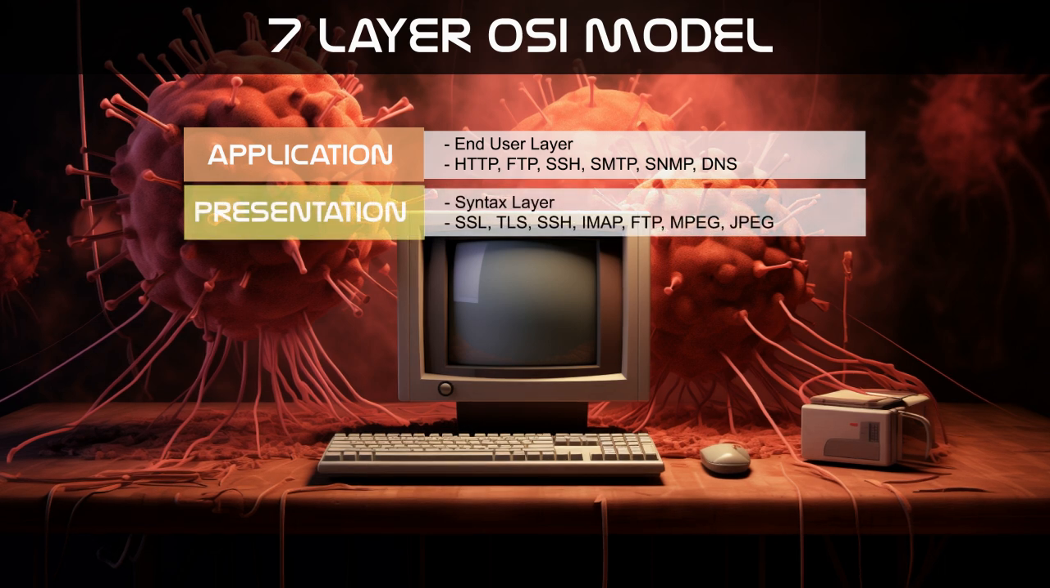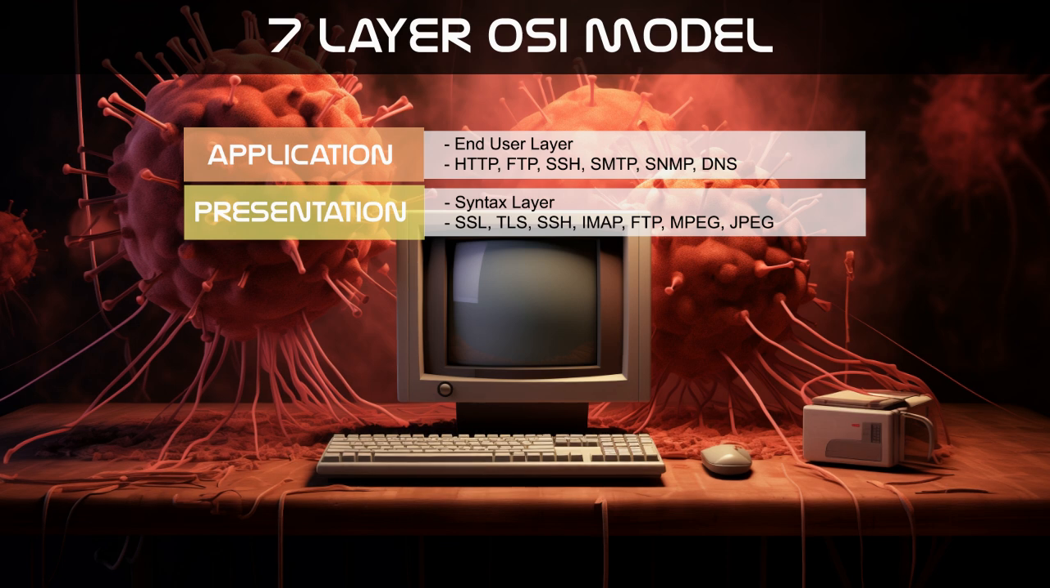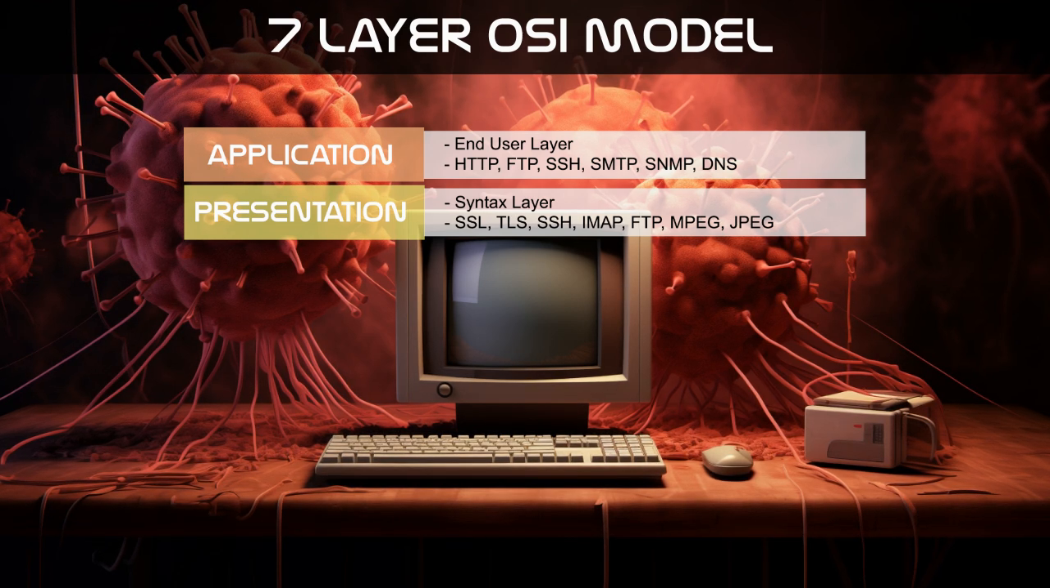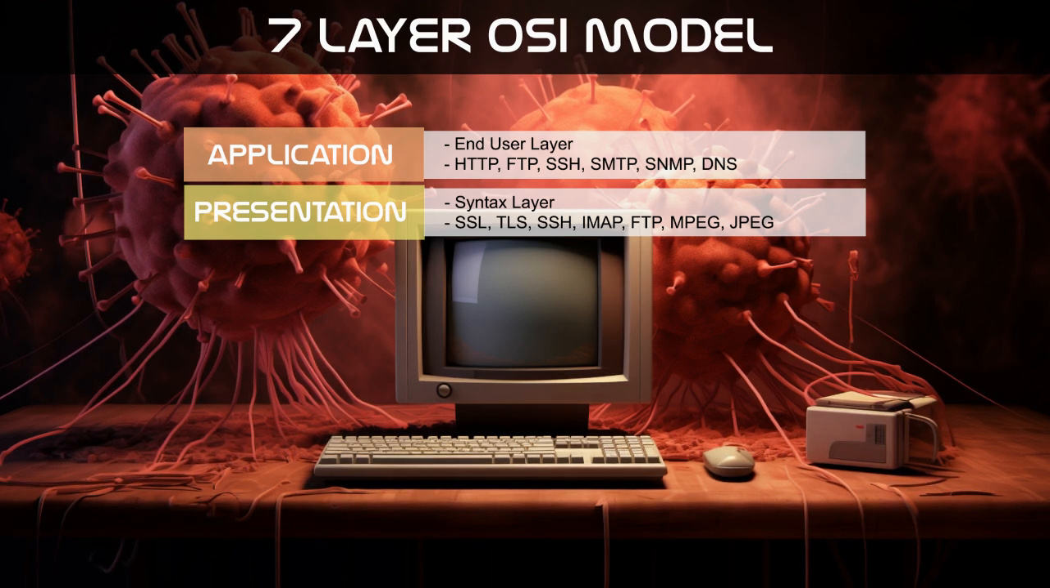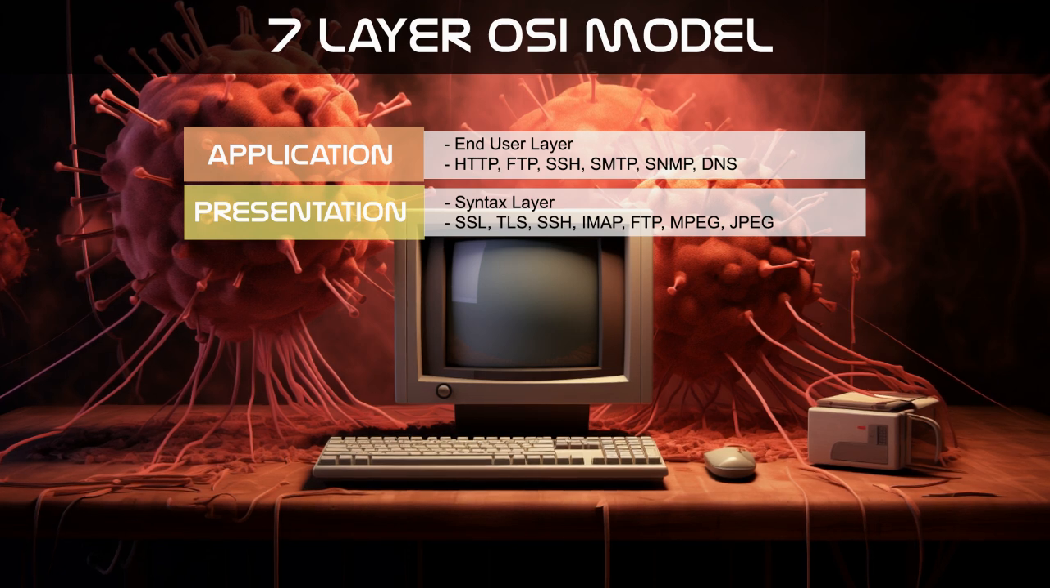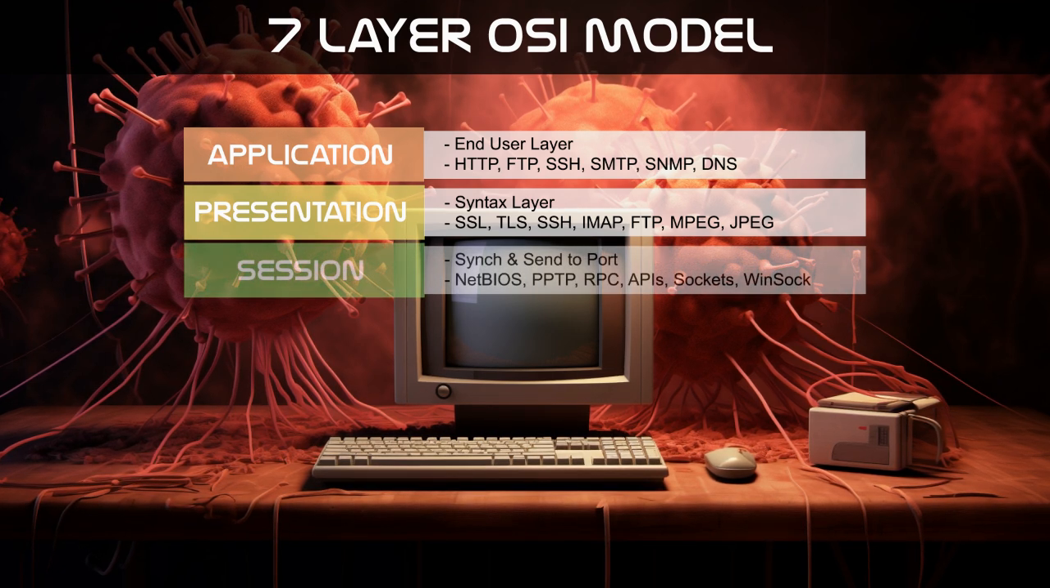The presentation layer ensures that data is in a usable format and is where data encryption, compression, and translation occurs. It translates data between the application layer and the network. At this layer, you will find a variety of protocols including SSL, TLS, SSH, and IMAP.